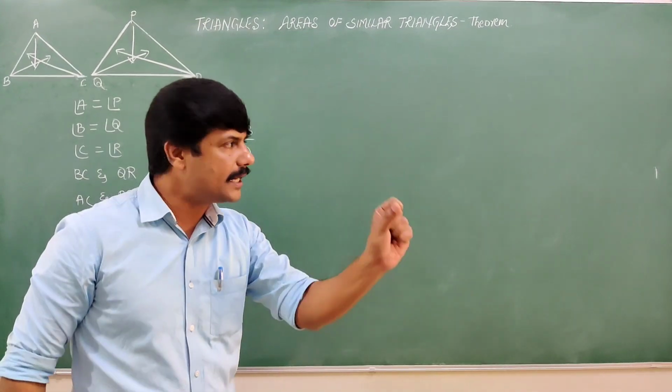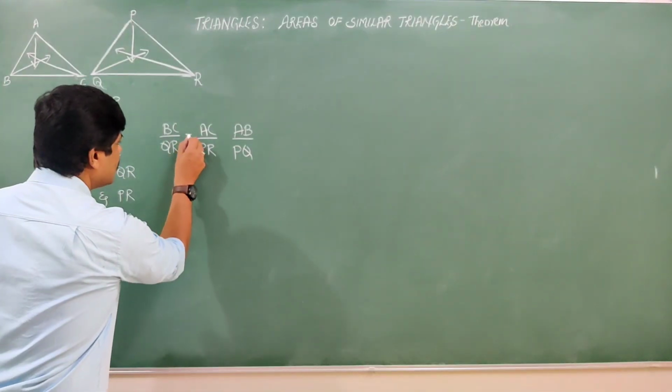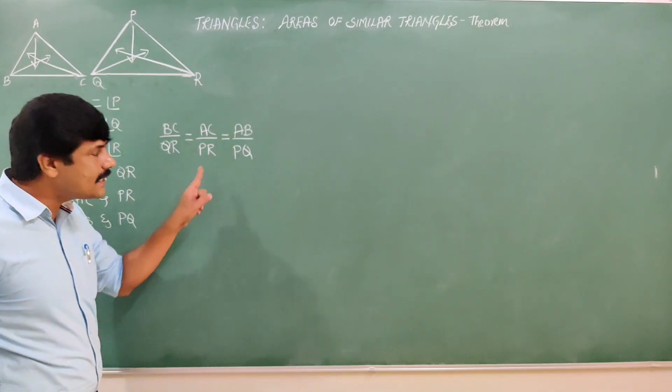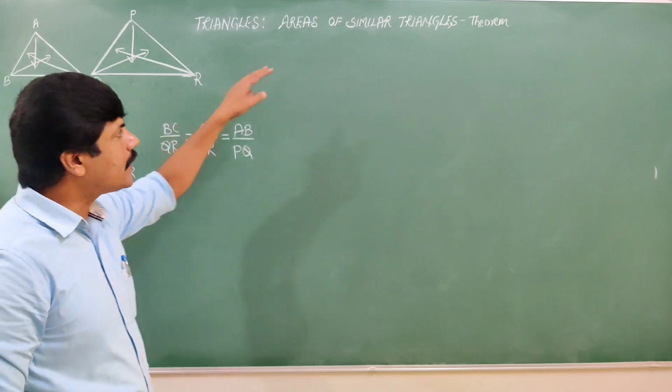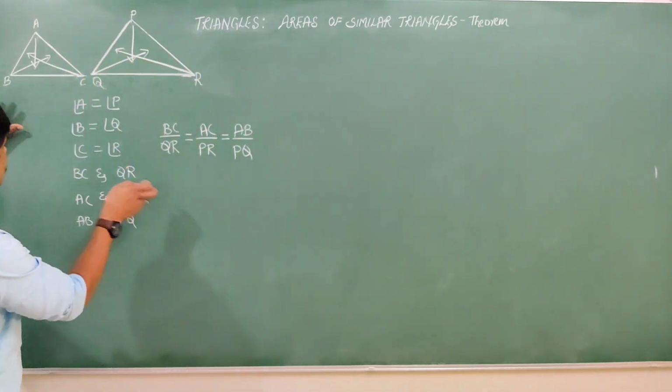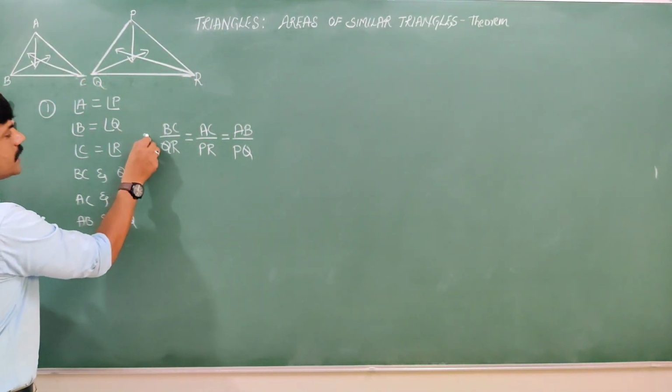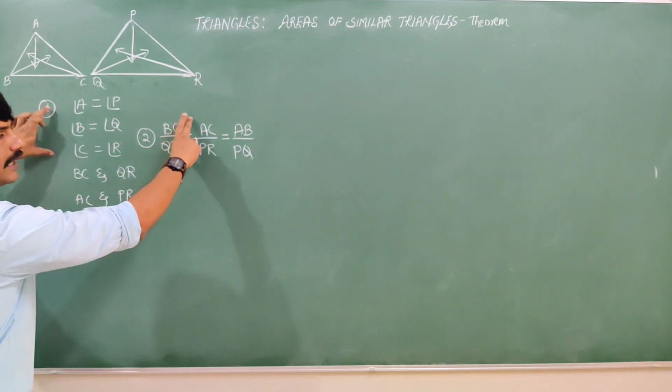Ratio of the corresponding sides must be equal. This is the condition to prove two triangles are similar. These are the two conditions: condition number 1, condition number 2.